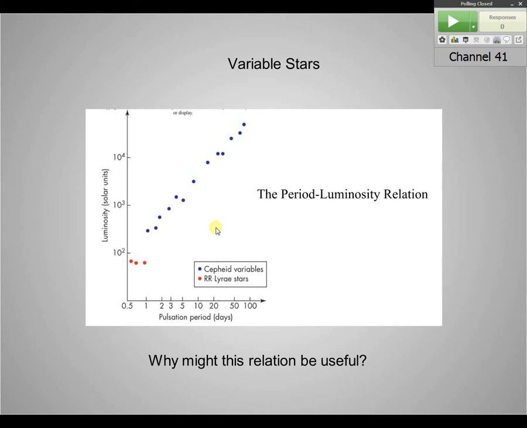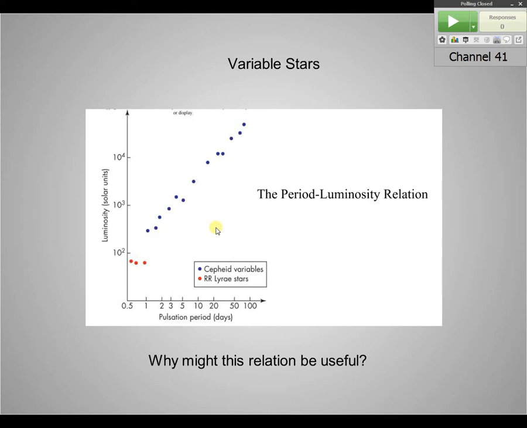If you're an RR Lyrae star, you make this little horizontal line here, and your pulsation rate is usually a matter of a couple days, and your luminosity is usually a steady point right here just below 100 solar luminosities. And if you're a Cepheid variable star, then if you only vary over a few days, you may be this luminous, not very luminous. But if you vary over, say, 100 days, then you're a much more luminous star.